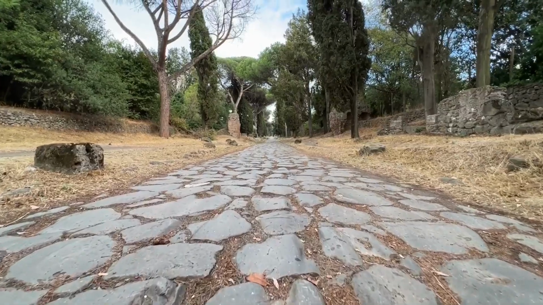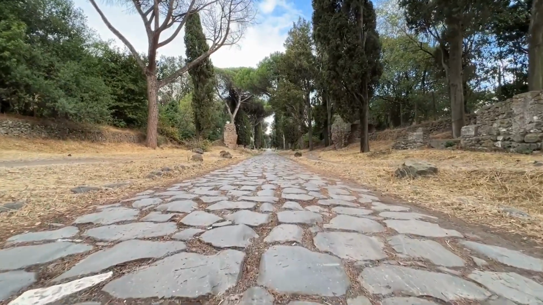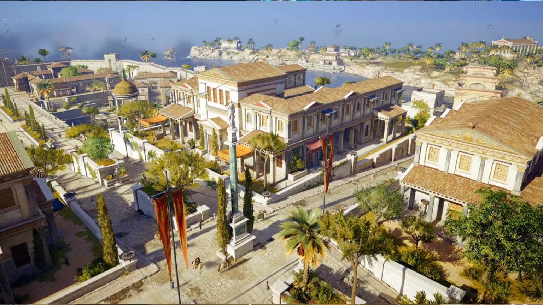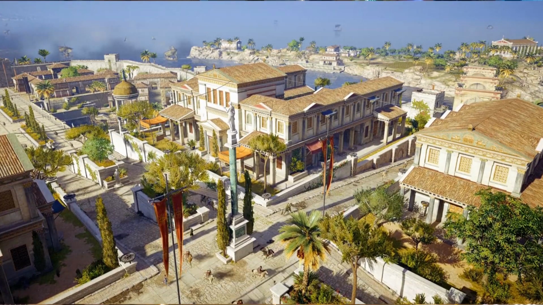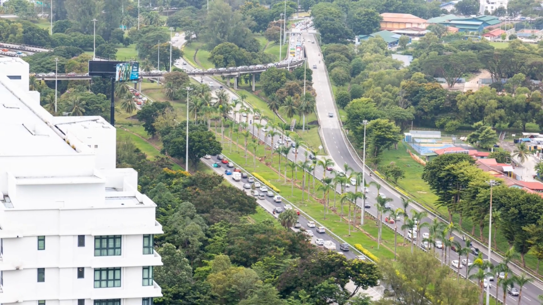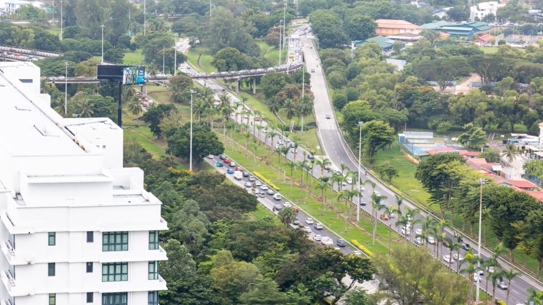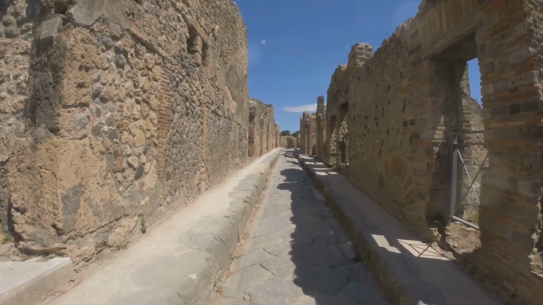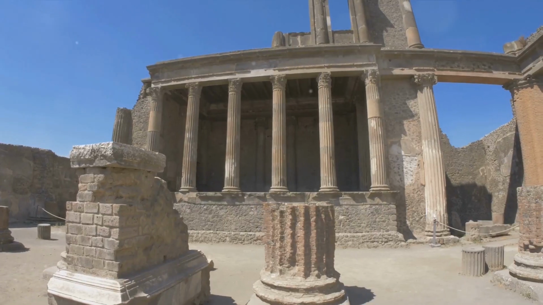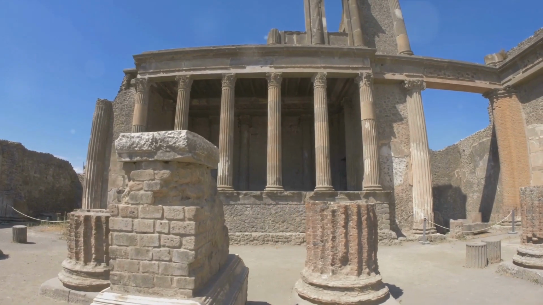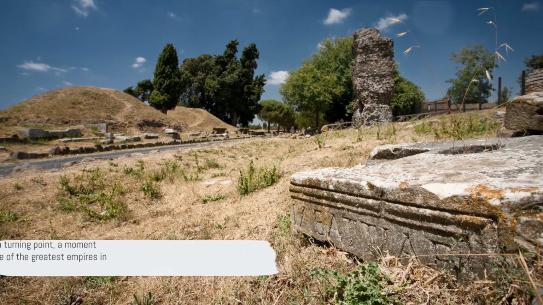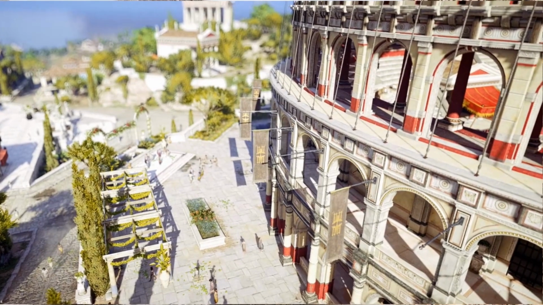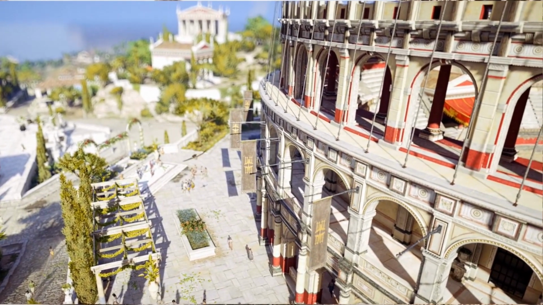As they expanded through Europe, the Romans constructed highways connecting conquered cities to Rome, thereby creating colonies. Thus began the era of Roman road building, a project that would span centuries and mark the empire's dominance. The roads of Rome were more than mere paths. They connected cities, towns, and provinces, binding the empire together in a web of stone and dirt. The inception of Roman roads was a turning point, a moment that set the stage for the rise of one of the greatest empires in history.